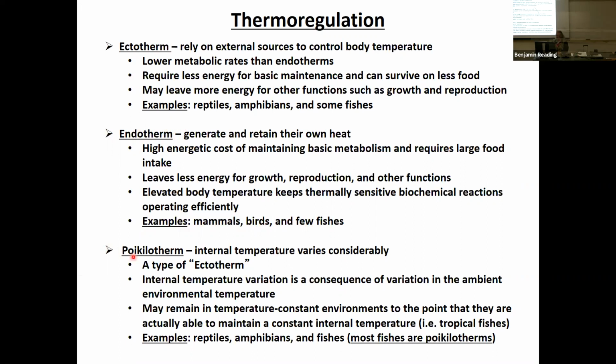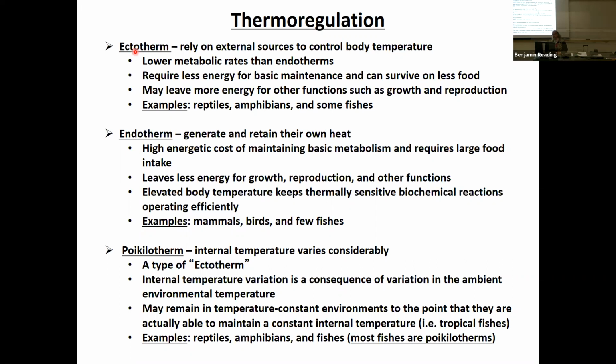Most fishes, however, are what we call poikilotherms. Now, this is an organism where the internal body temperature varies considerably. And so it's a type of ectotherm. It also could be a type of endotherm as well. The key here is that the body temperature varies considerably, whereas an ectotherm, like an ice fish that lives at the bottom of the ocean in the polar caps, is going to be living its life almost continuously at near freezing water temperatures. There's not a whole lot of water temperature fluctuation there.